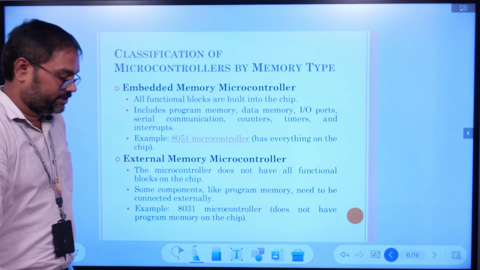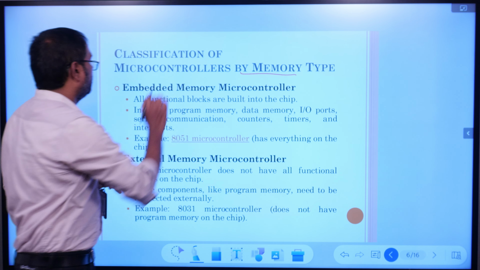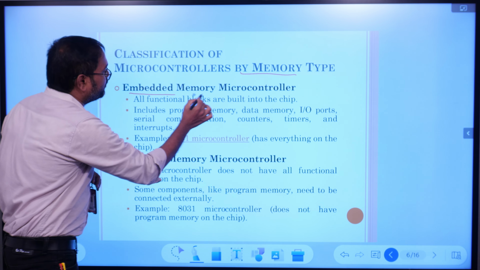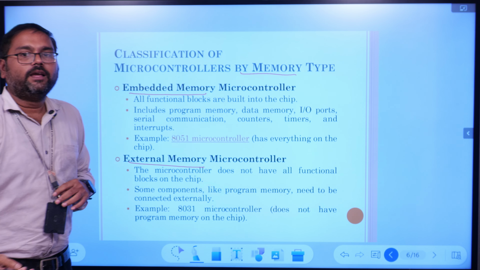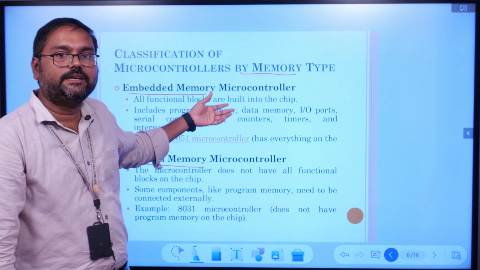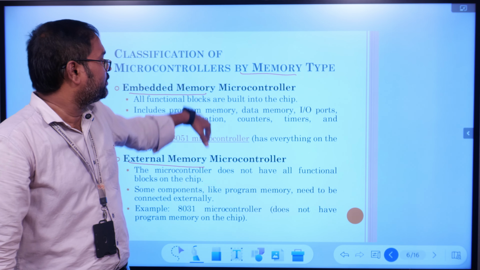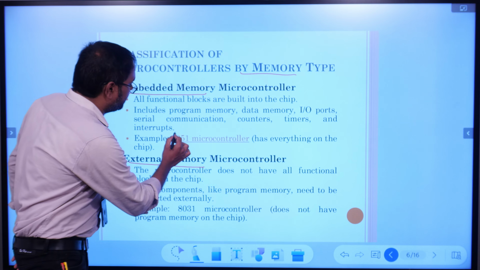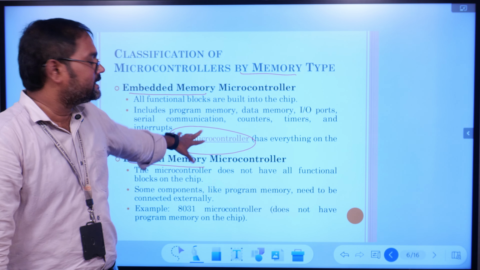And coming to the next classification, this is based on the memory type. Here we have two types. The first one is the embedded memory and the second one is the external memory. Embedded means simply all the components like IO ports, data memory, program memory, and similarly timers and counters, serial communication ports, all these are embedded on a single chip. So this is the embedded type microcontroller. Here the 8051 is the example for the embedded type microcontroller, where all these components are embedded on a single chip.